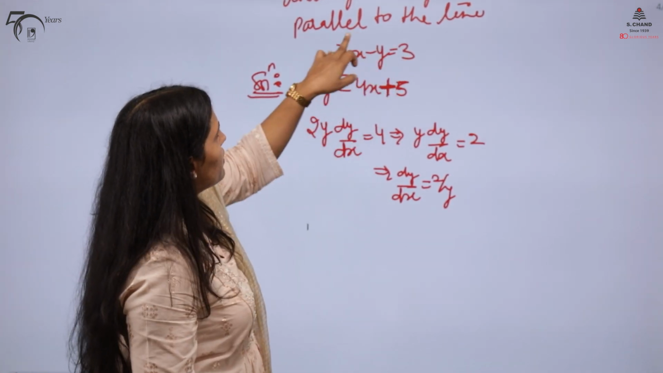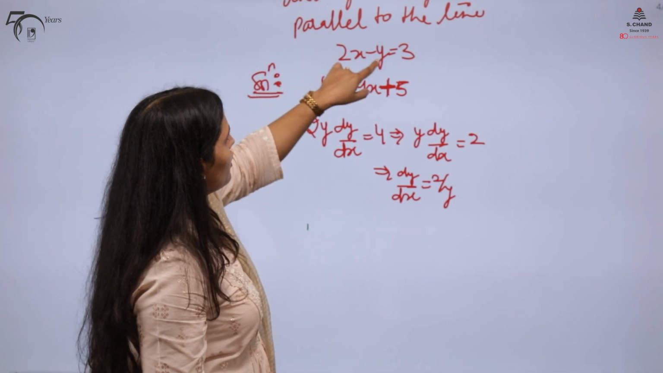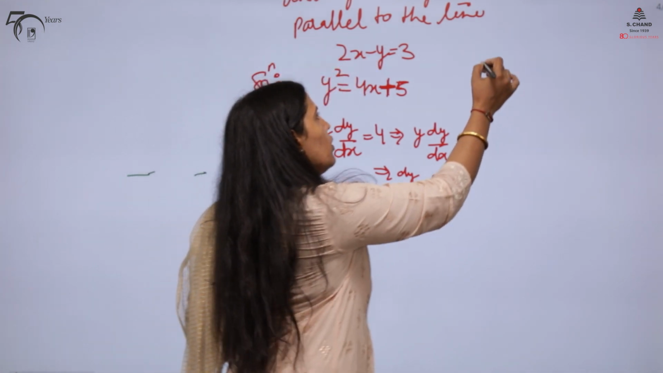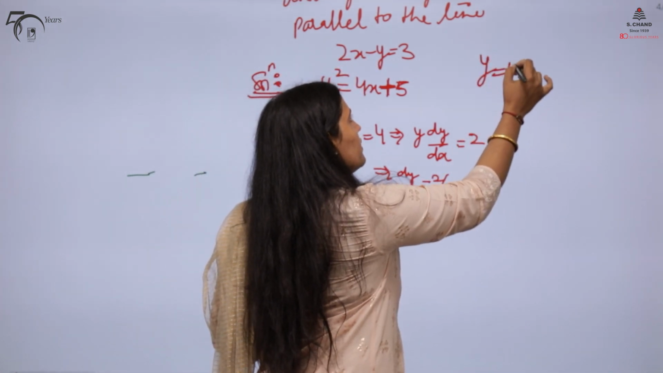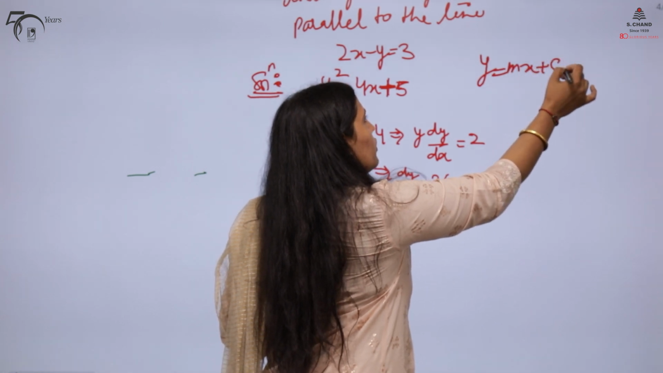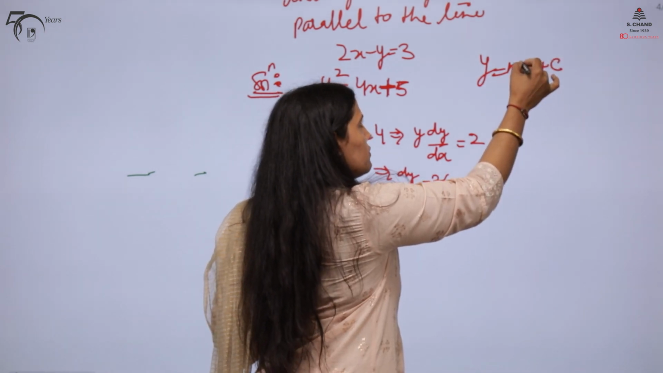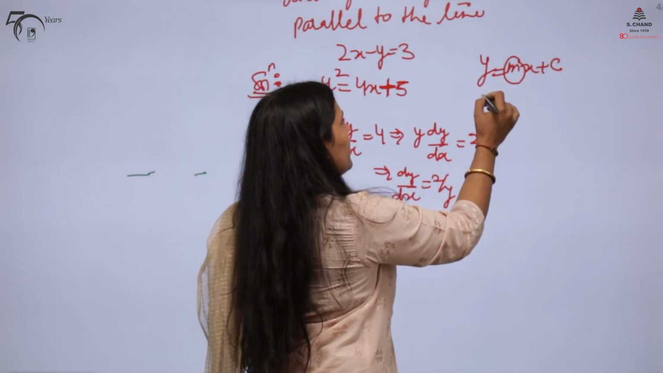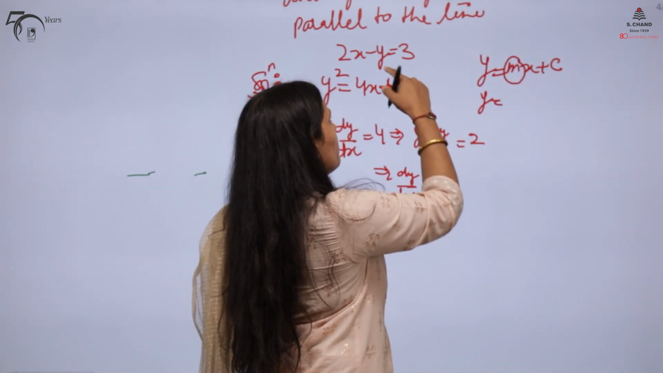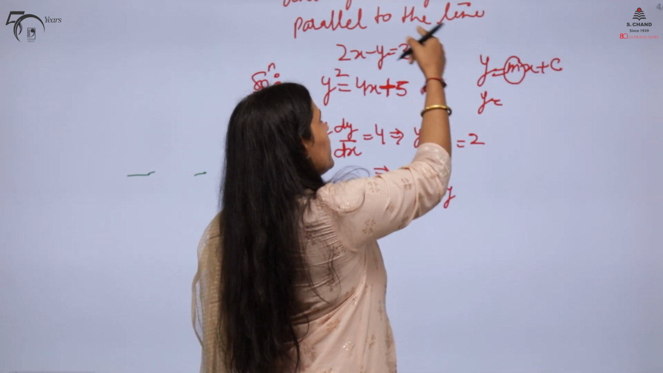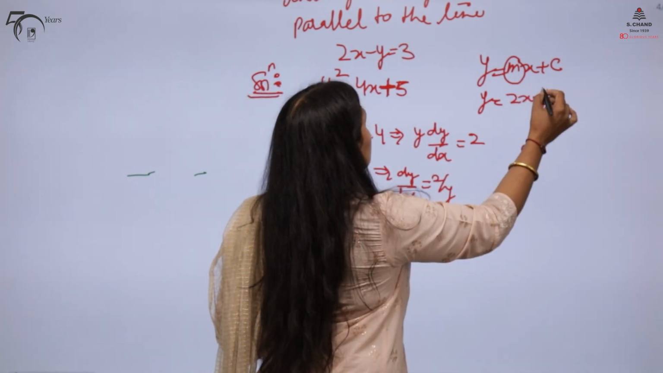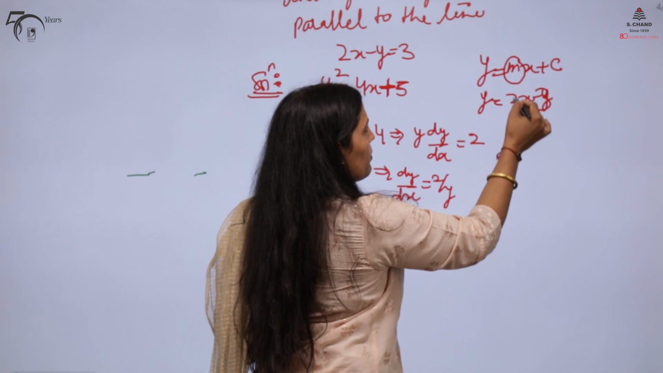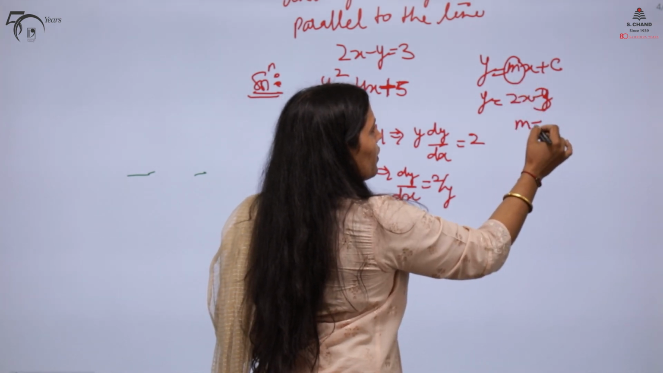Now it is given that the tangent is parallel to this line. What does it mean? Line equation we always write in this form, where this gives you the slope. So compare with the given line: you can take y to this side and write y equals 2x minus 3. It means, comparing, m is 2.